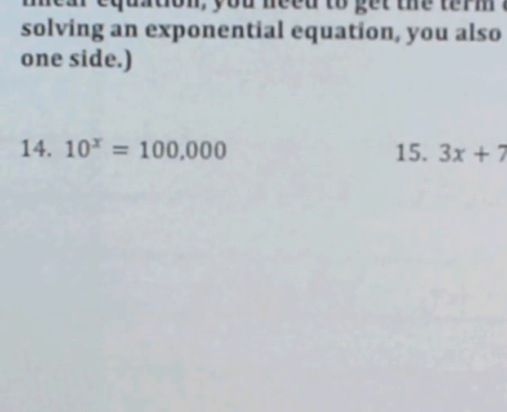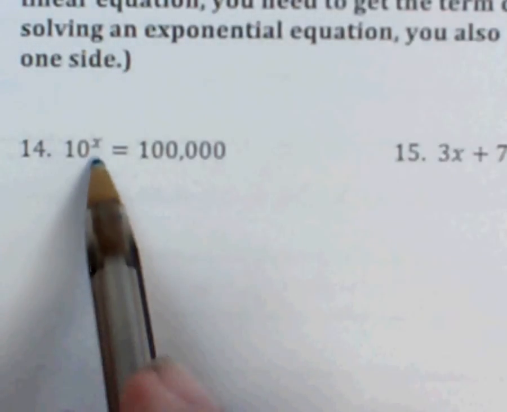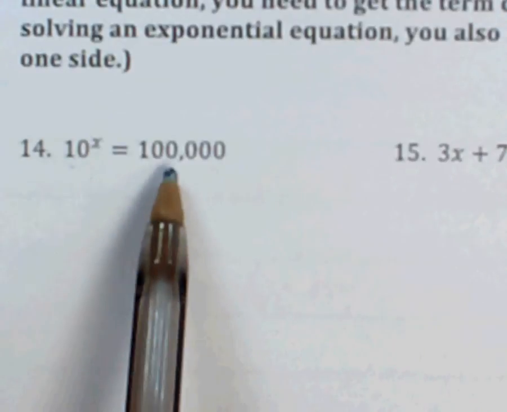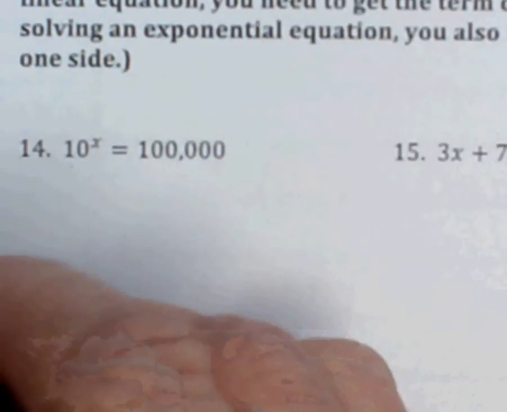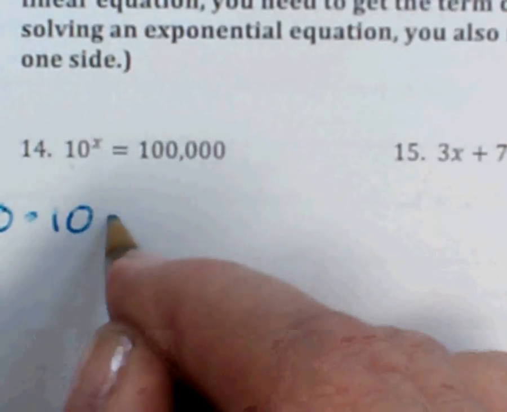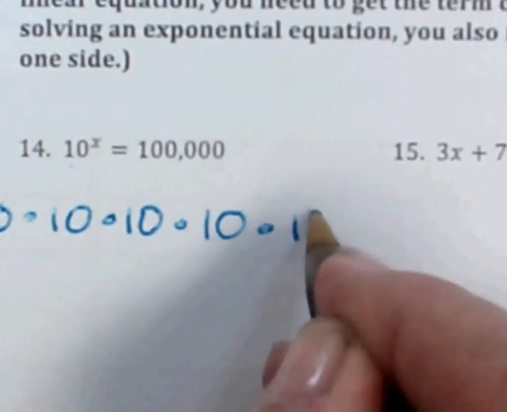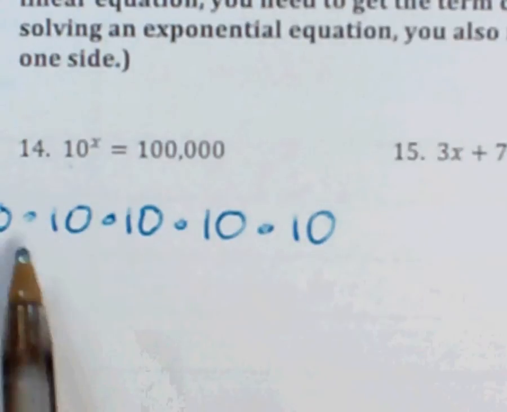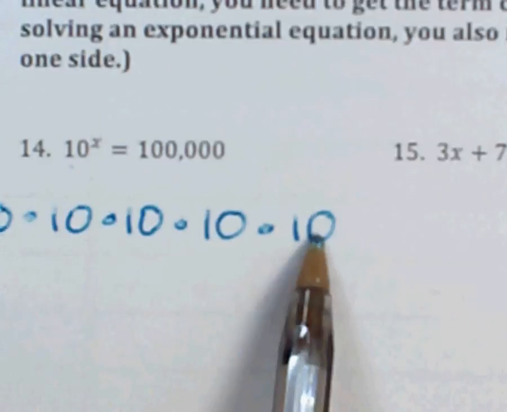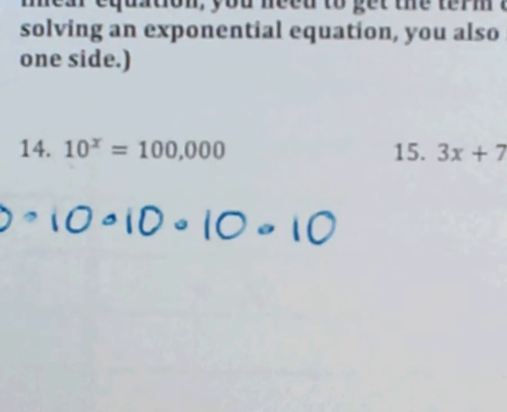MVP Math 1, 3.1. So we have to solve for x, and so I have to figure out how many times do I multiply 10 to get 100,000. Well, 10 times 10 is 100, times 10 is 1,000, times 10 is 10,000, times 10 is 100,000. And that makes sense because 1, 2, 3, 4, 5 zeros. I remember that pattern makes 5 zeros here.